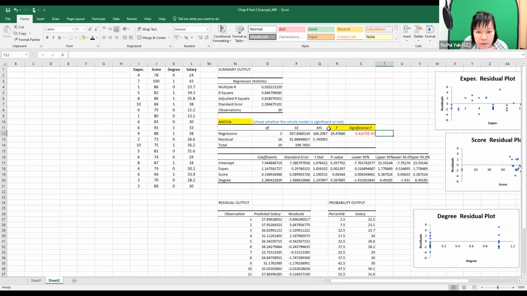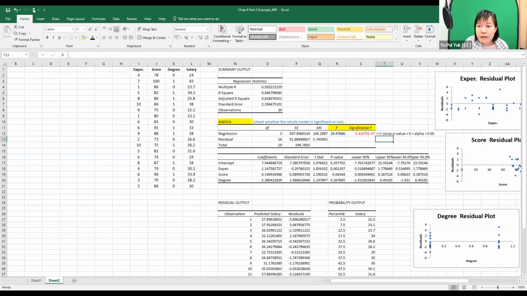So by the p-value approach, since the p-value is equal to 0, which is less than the alpha, maybe in example 2, is this 0.05? Just suppose 0.05.